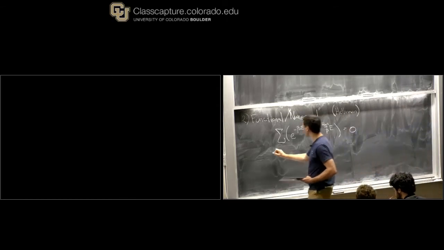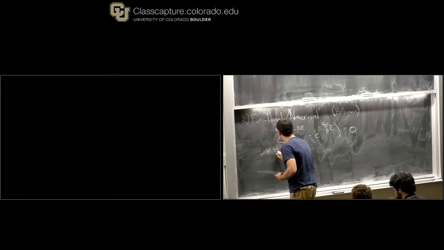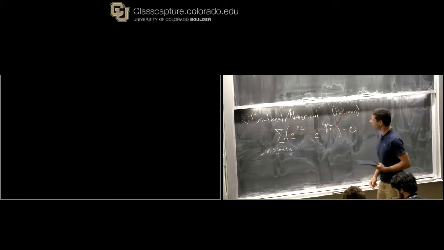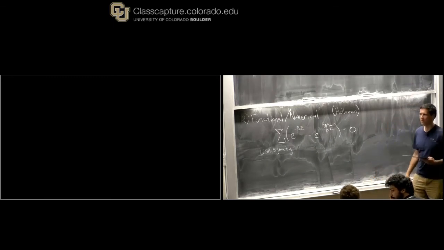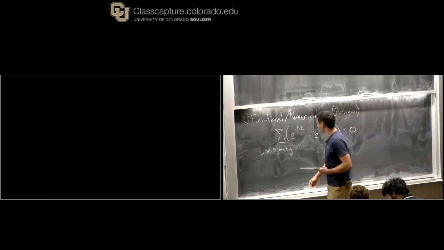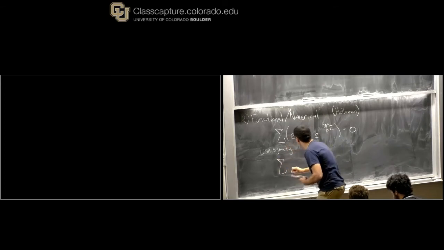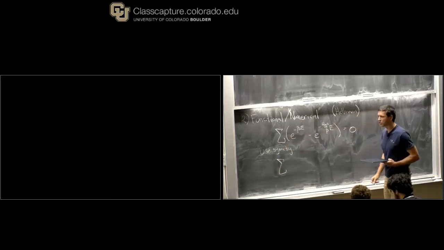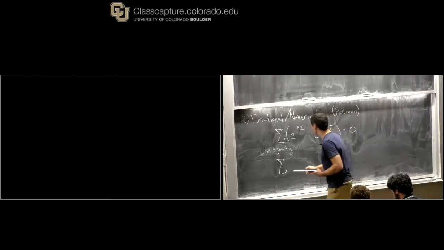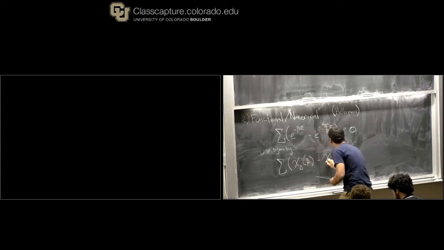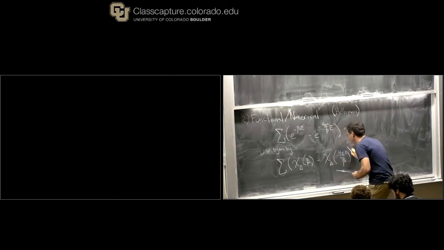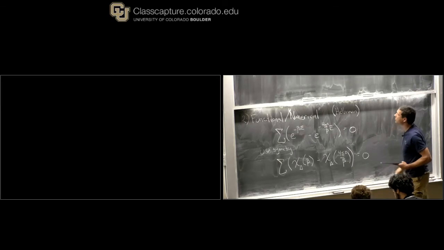Now, at this point, I do want to use the symmetry. So I want to organize things under the chiral algebra, as you saw in Xi's lectures. So instead of having just these exponentials, we're going to have characters of the chiral algebra. So this is the sum of chi delta of beta minus chi delta of 4 pi squared over beta equal to 0.